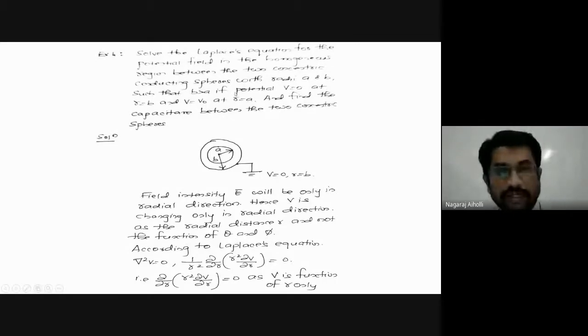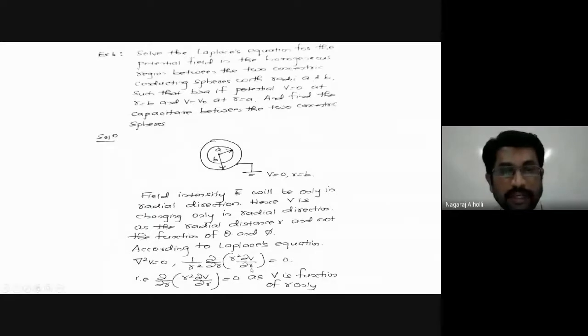As they have mentioned, these are spheres with radii a and b. For the spherical coordinate system, Laplace's equation del square V equal to 0 is given by 1 upon r square, dou by dou r of r square dou V by dou r, equal to 0, because the theta and phi terms are 0. If other terms were existing, the equation would have been in terms of theta and phi also. But here the intensity E depends only on radial distance r, not on theta and phi. Therefore, the Laplace equation will be only in terms of r.